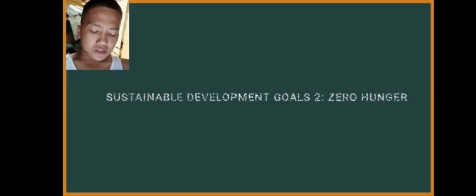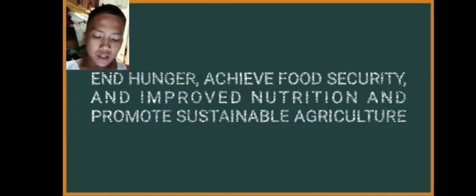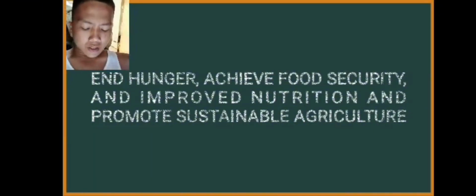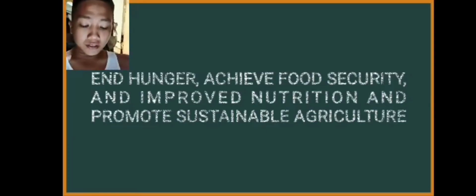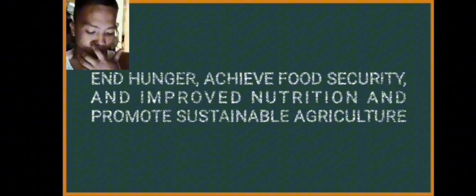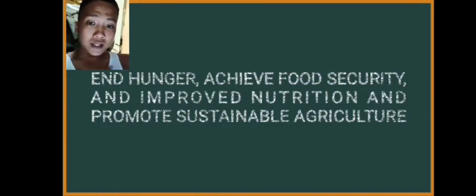Now, for this Zero Hunger, they want to end hunger, achieve food security, and improve nutrition, and promote sustainable agriculture. These goals direct attention to sustainable food production, resilient agriculture, and local and global cooperation when it comes to investing in agriculture productivity. So, again, they wanted to achieve food security para maagapan na ang kagutom.